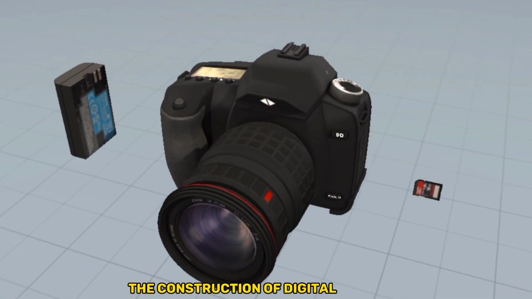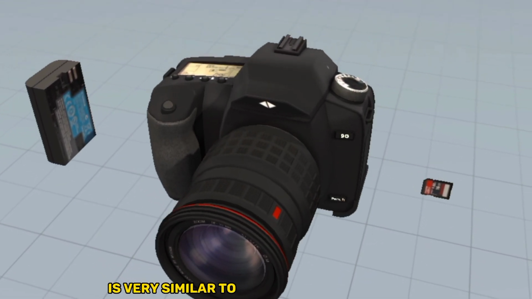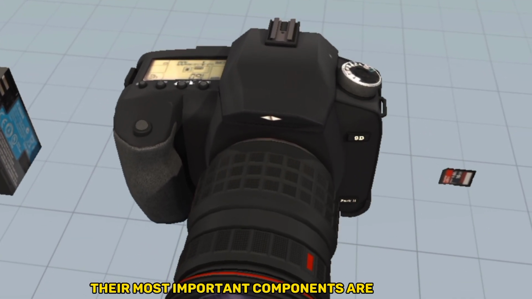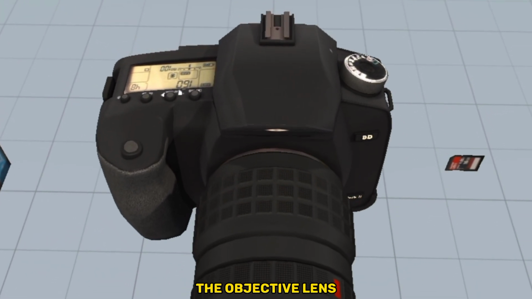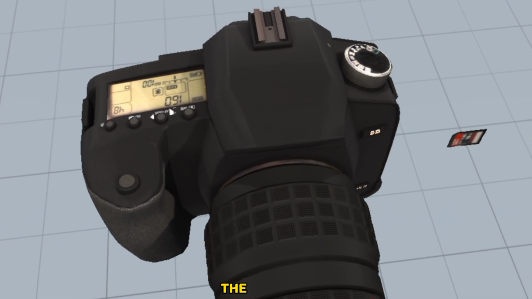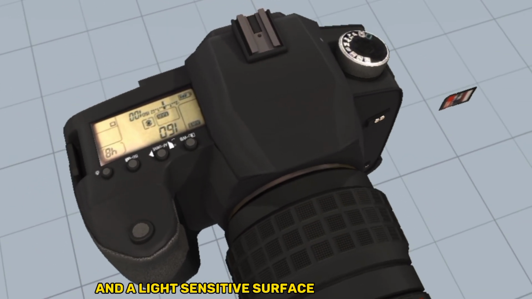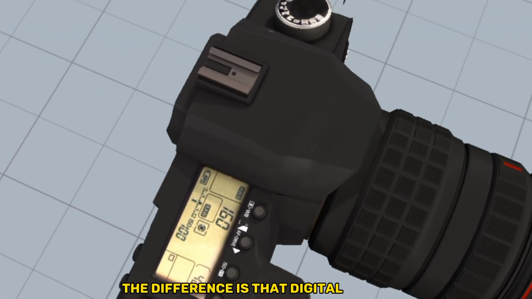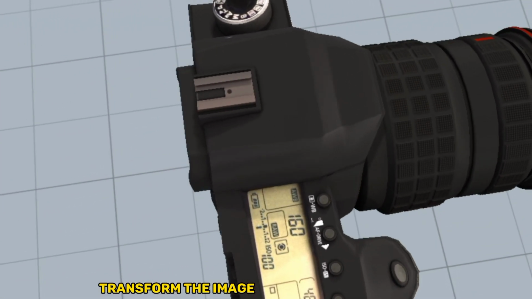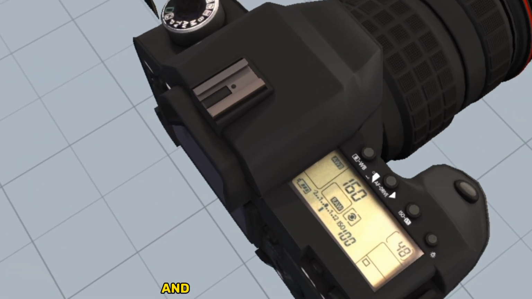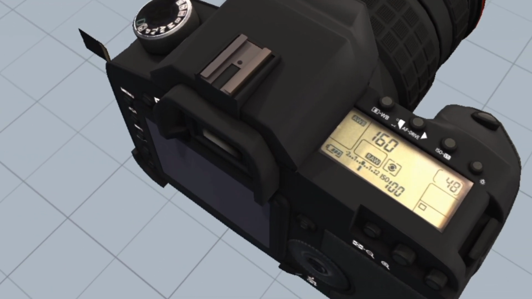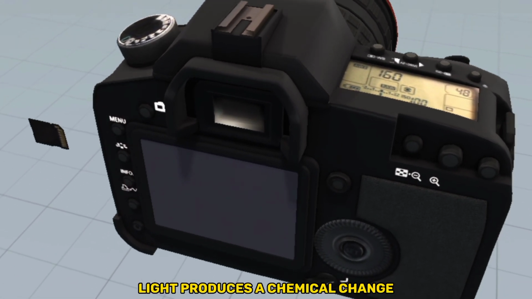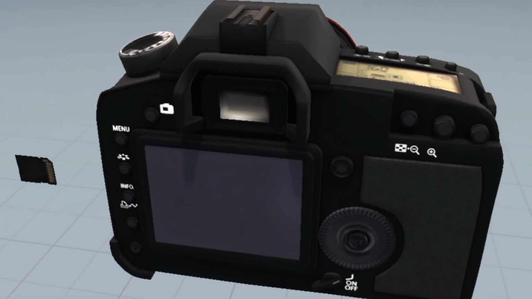The construction of digital cameras is very similar to that of traditional ones. Their most important components are the body, the objective lens, the diaphragm, the shutter, and a light-sensitive surface, or image sensor. The difference is that digital cameras transform the image into electrical signals and store it in this form too. In the case of traditional cameras, light produces a chemical change in the light-sensitive film.